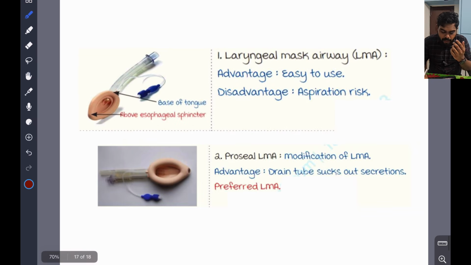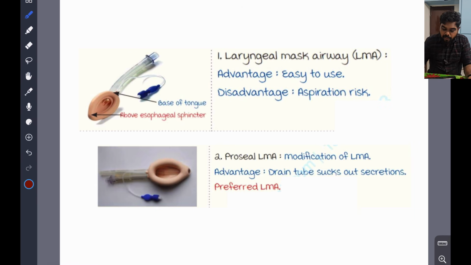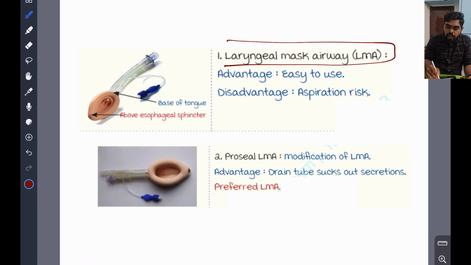Okay. Now we have to see something called the laryngeal mask airway, LMA. So these are LMAs, laryngeal. Instead of putting the tube inside, they just close over the larynx. So they have the larynx here. We have a device. It will close and provide the airway. The advantage is that it is easy to use, and the disadvantage is a high risk of aspiration.